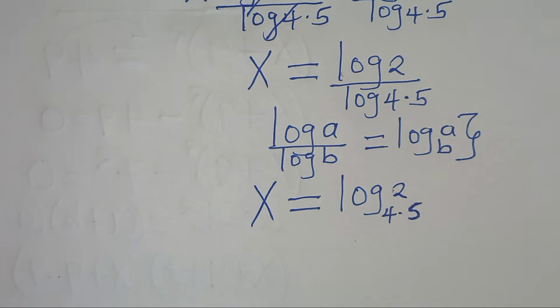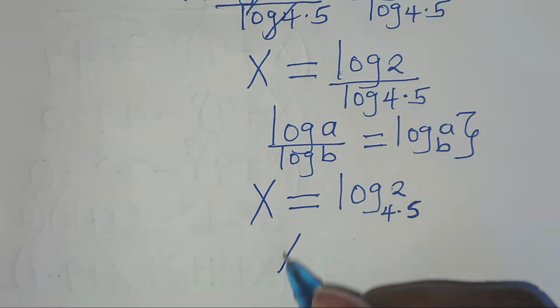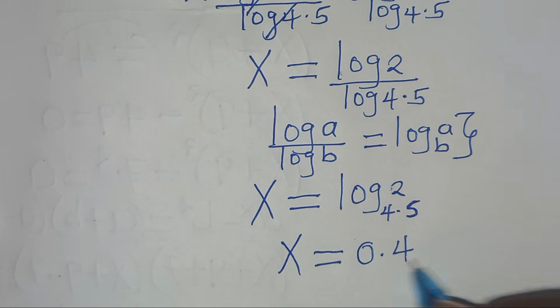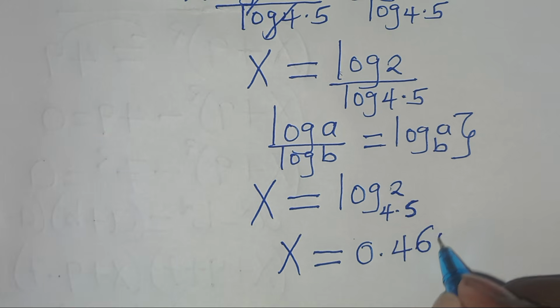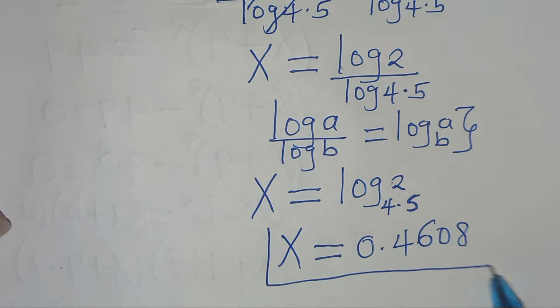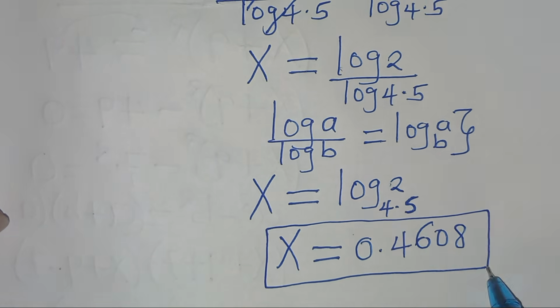Now we have that x is approximately equal to 0.4608. So this is the value of x.